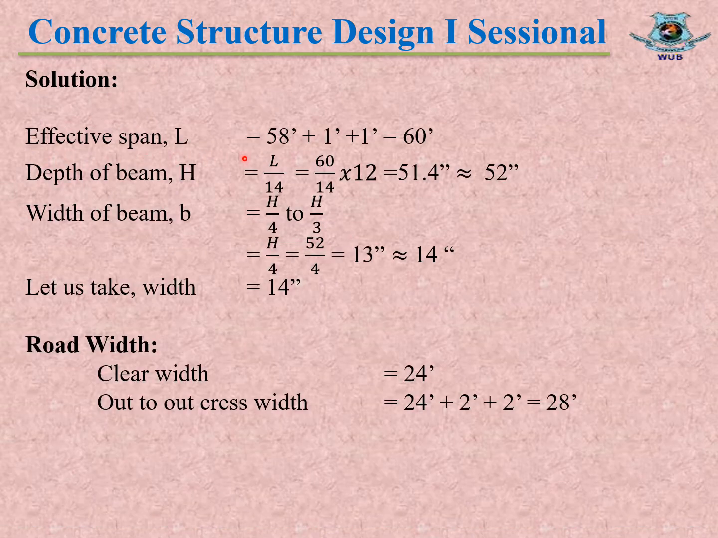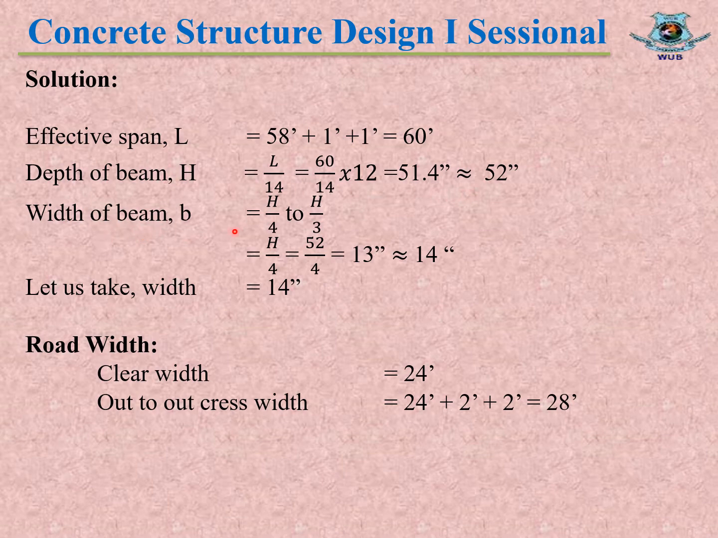Effective span L equal to 58 feet plus 1 feet plus 1 feet. Here 58 feet equal to span length, 1 feet equal to half of support width. Depth of beam is equal to L by 14 equal to 60 by 14 into 12. Here L equal to effective span length equal to 60 feet. So depth of beam H becomes 52 inch.